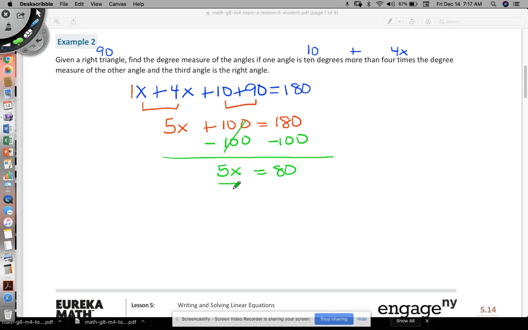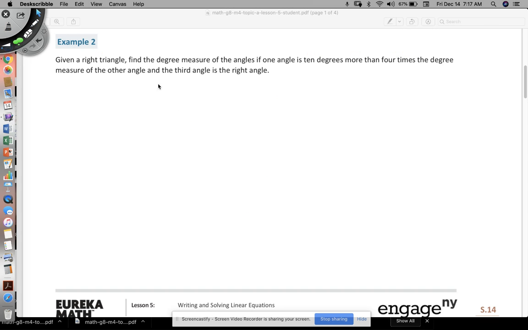And then we divide by 5, and x will equal 16. And there's your answer. All right, let's go on to the exercises. Those were our 2 examples. So now let's do our exercises. I'm going to scroll down here.